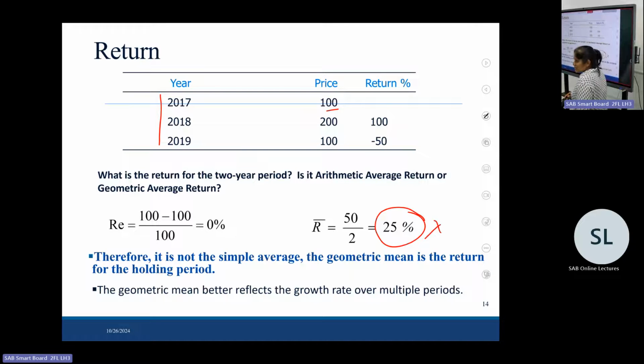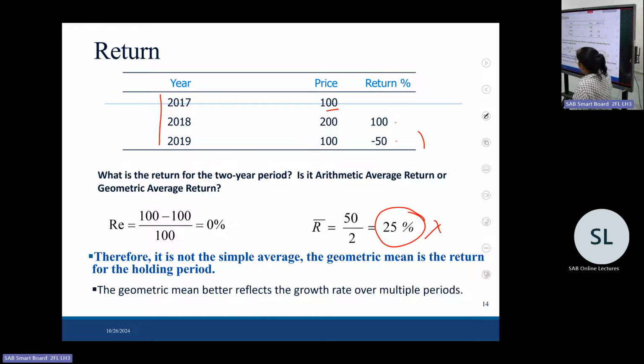It's an overestimation. Because when you calculate the arithmetic average return, each observation we consider independent and equally weighted. So this 50% we consider as an independent number, not as a holistic period of the investment.